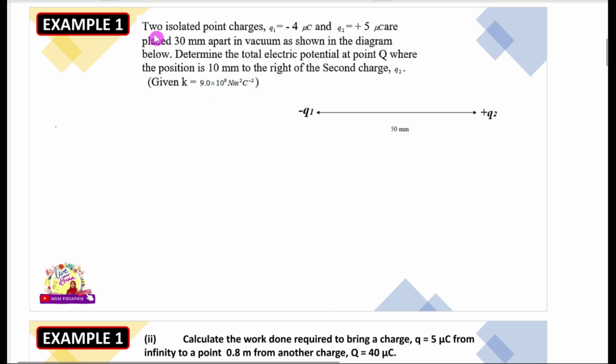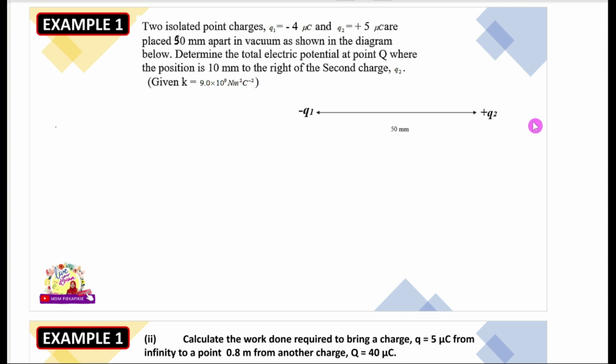Here we have two isolated point charges, Q1 equal to negative 4 microcoulomb and Q2 positive 5 microcoulomb, placed 30 millimeter apart. The picture shows 50 millimeter, so change this to 50 millimeter. Determine the total electric potential at point Q, where the position of point Q is 10 millimeter to the right of the second charge.